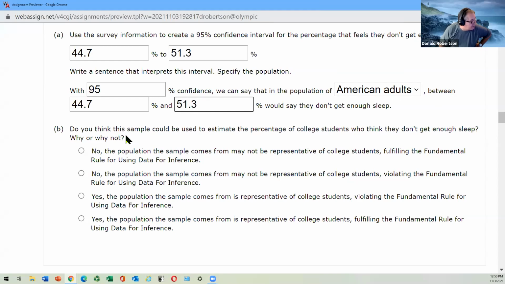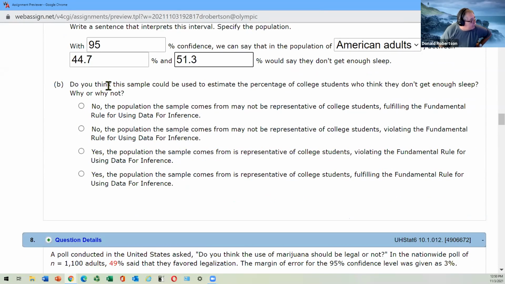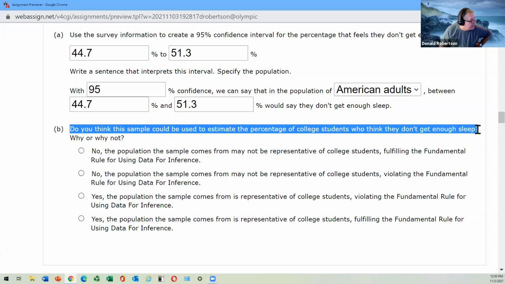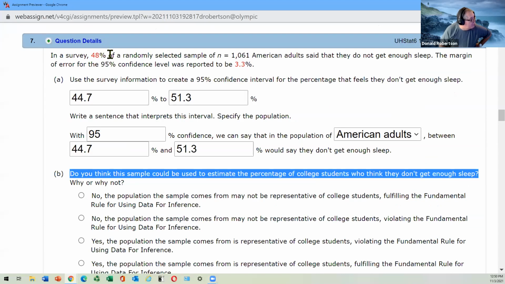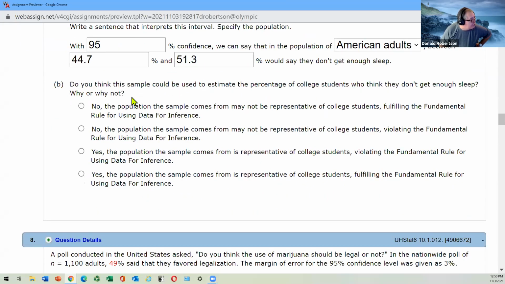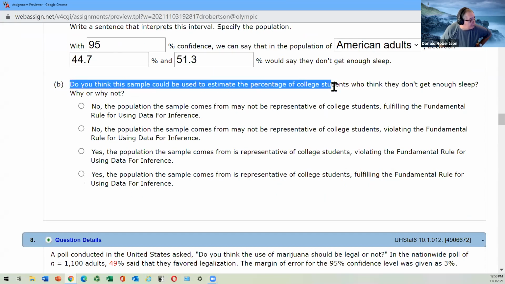Now, here's the last piece of this. Do you think that this sample could be used to estimate the percentage of college students who do not get enough sleep? Now, this sample was only randomly selected adults. But could you use this interval and say it's probably true for college students? What's your gut feeling about that?